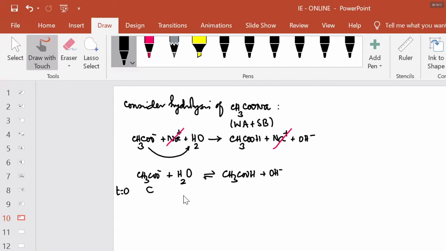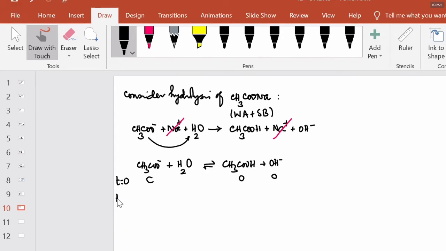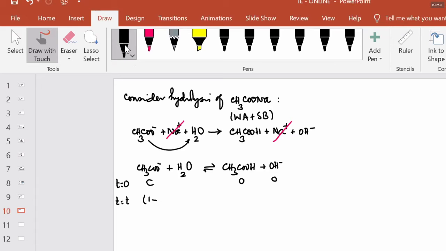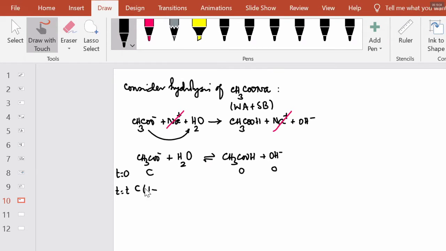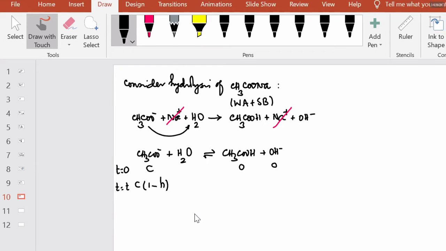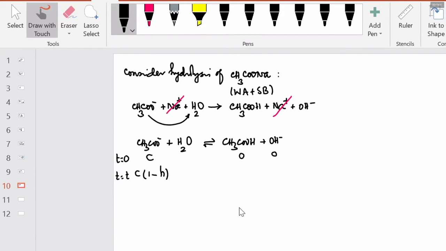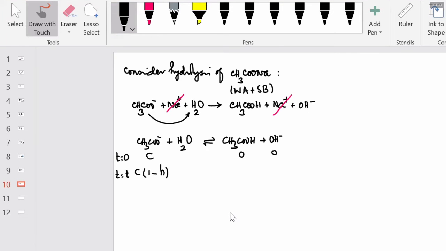If it is so, then this is 0, this is 0. Be careful. At time t equal to t, C into 1 minus alpha, as you said in the previous classes. Therefore, here we write C into 1 minus alpha. In place of alpha, we write h. What was alpha? Degree of dissociation. Here, h is known as the degree of hydrolysis. Therefore, this is Ch and this is also Ch.